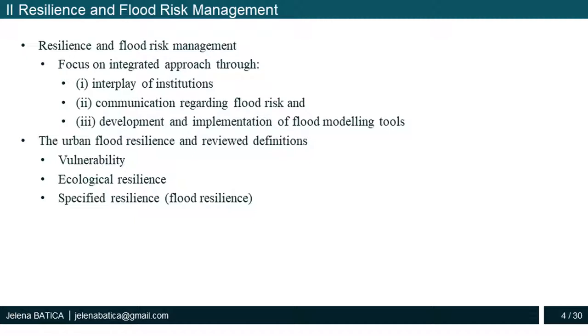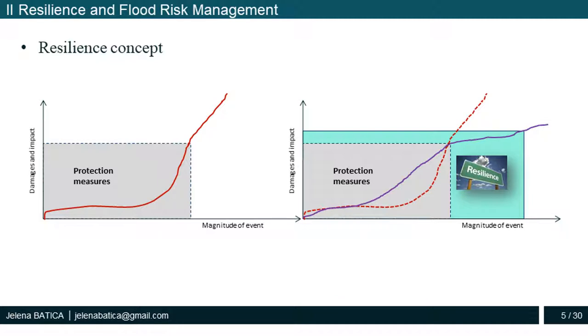The urban flood resilience and the review of definitions, there should be some understanding regarding the vulnerability, ecological resilience, and specified resilience, flood resilience. Here on this slide, we are seeing the resilience concept, as I understood. So on the left graph, we have damages and impact and magnitude of the event with existing protection measures. And we see the line that is really going up and increasing the damages and impact. But if we add resilience, the damages are reduced in contrast to the magnitude of event.